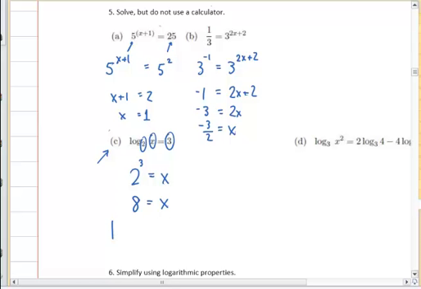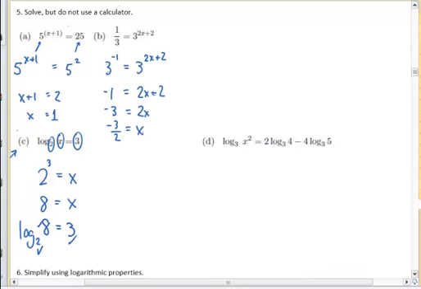So in other words, when you're looking at a logarithm, you say you have the base 2 logarithm of 8, that should equal 3. So we'll just check it. 2 raised to the third power gives you 8. Moving right along. I'm hoping that this one works out.